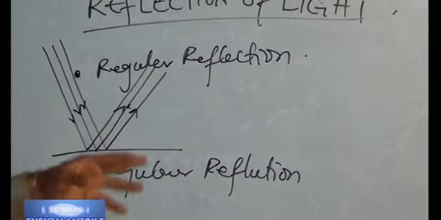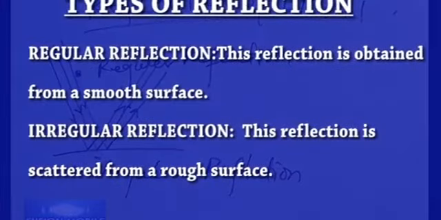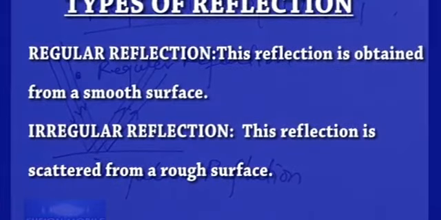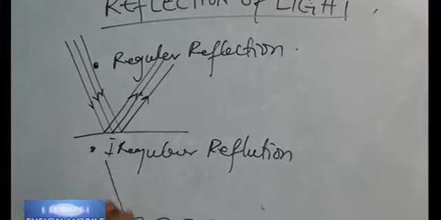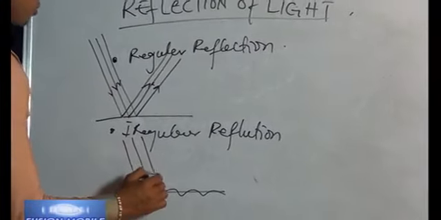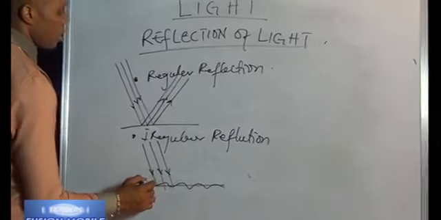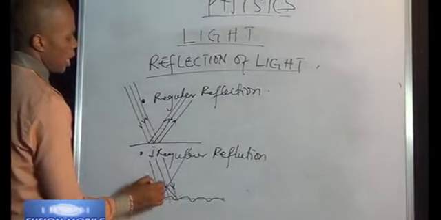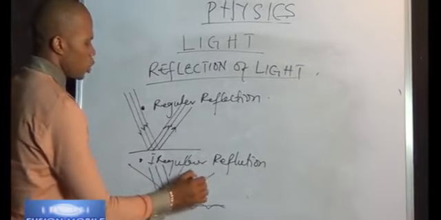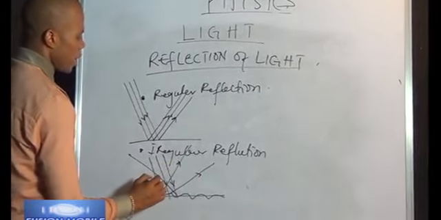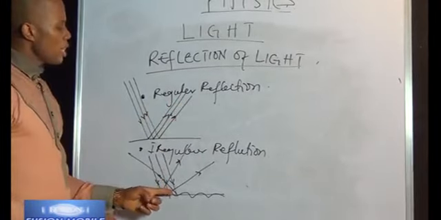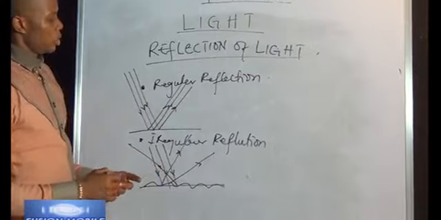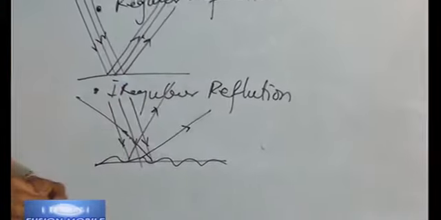And from the name scattered, it simply means that the rays are incident on a rough surface. And since it's incident on a rough surface, the whole rays coming will be scattered in different directions. Maybe you see this one going this way, and that one coming that way, and this one going that way. Looking at this, they are not in the same direction like the first one, so we call it scattered reflection. That's another name for irregular reflection.